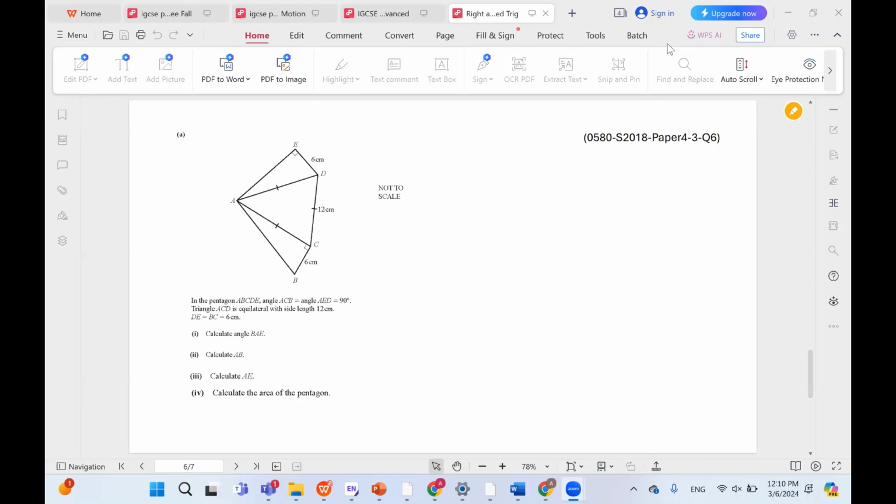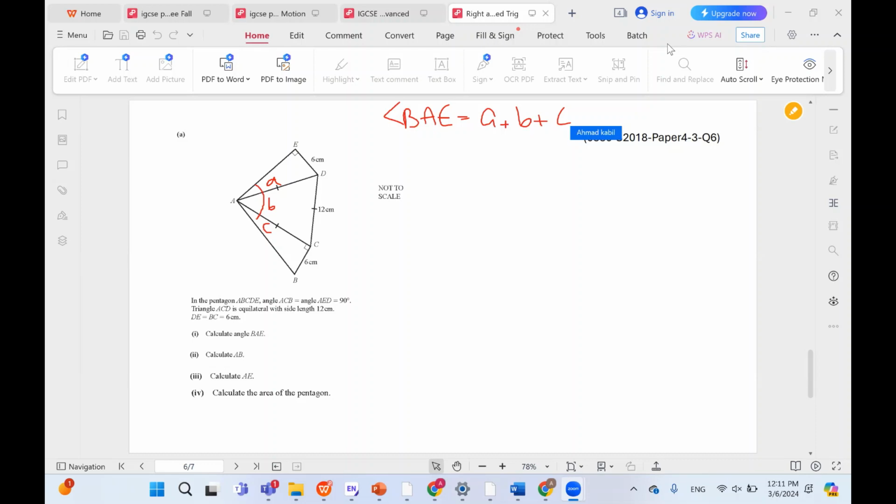So in this problem, we have a more advanced question. We have in the pentagon ABCDE, angle ACB equals angle AED equals 90. Triangle ACD is equilateral with side length 12. DE equals BC equals 6. We are required to calculate angle BAE. So this is angle BAE. Let's split it into three parts, letter A, letter B, and letter C. We can say that angle BAE is equal to A plus B plus C.